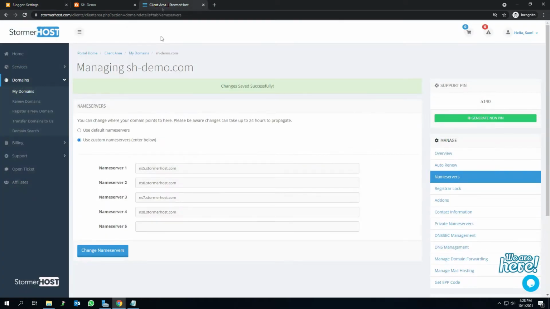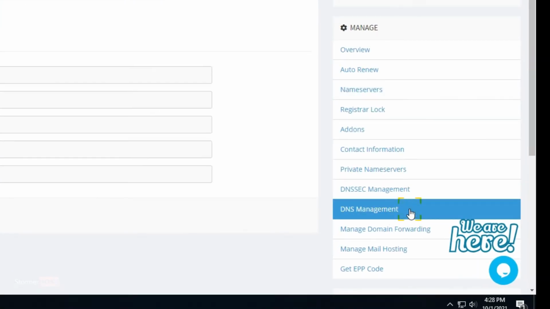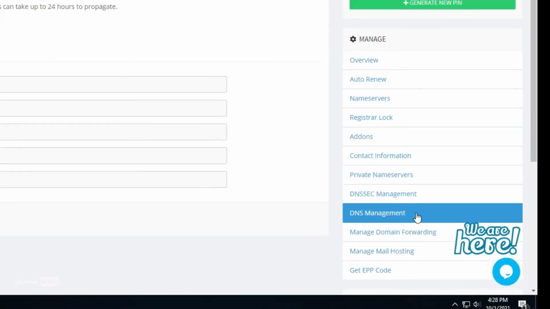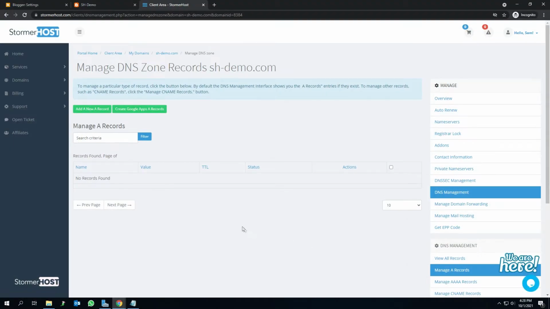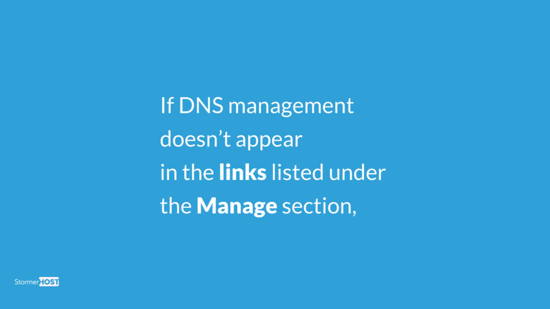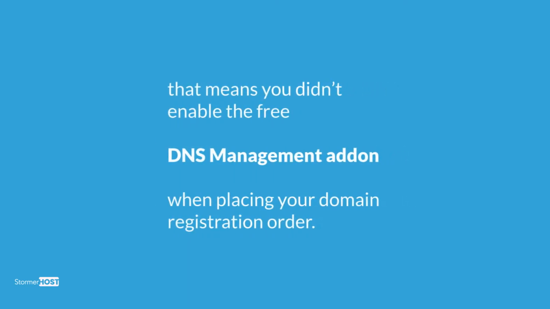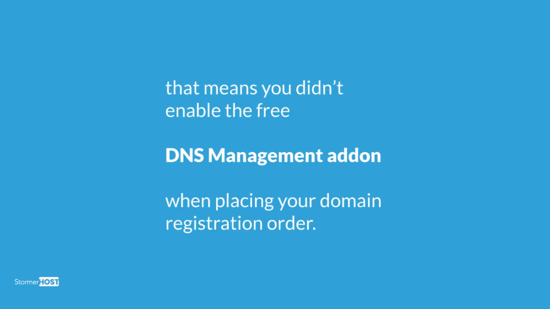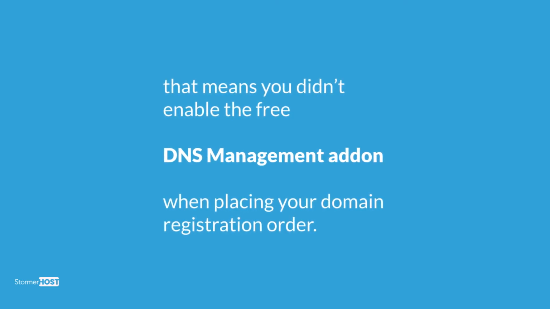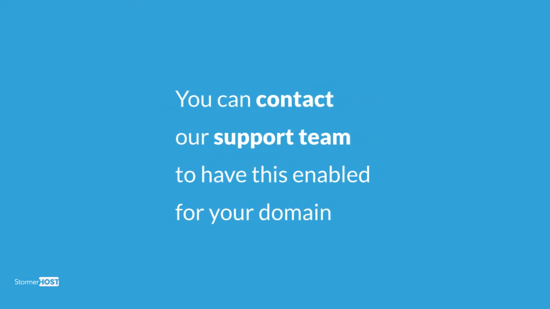Go back to your StormerHost Client Area to create the CNAME records. On your right, under the Manage section, select DNS Management. This takes you to the DNS Management page. Note, if DNS Management doesn't appear in the links listed under the Manage section, that means you didn't enable the free DNS Management add-on when placing your domain registration order. You can contact our support team to have this enabled for your domain.